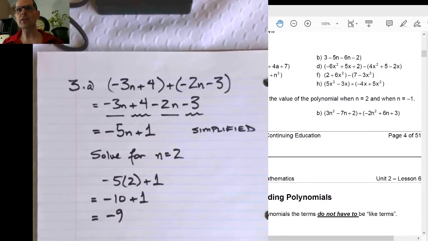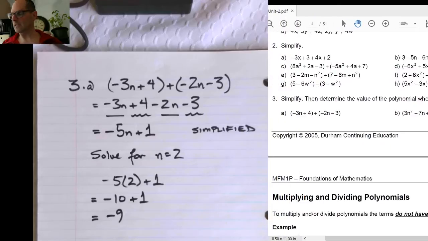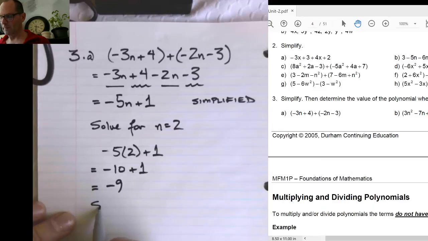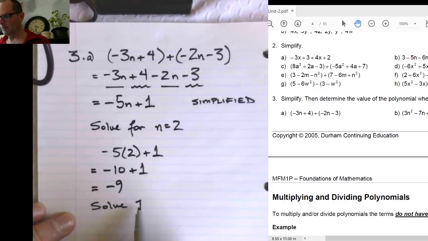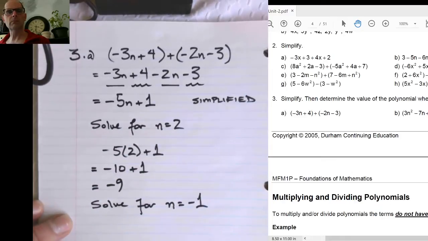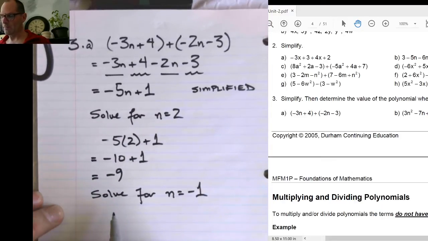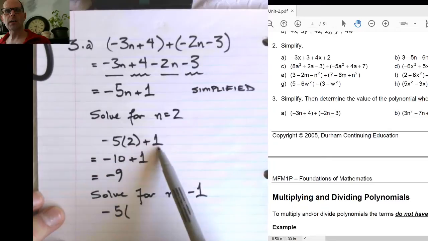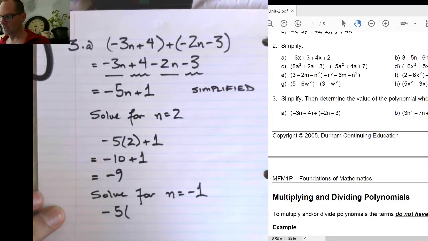And the question also asked us to solve it for when n equals -1. So we'll take the expression again, and we will solve for n equals -1. And we'll do the same thing. We'll take the expression, and where the variable is, the n, we're going to substitute -1.